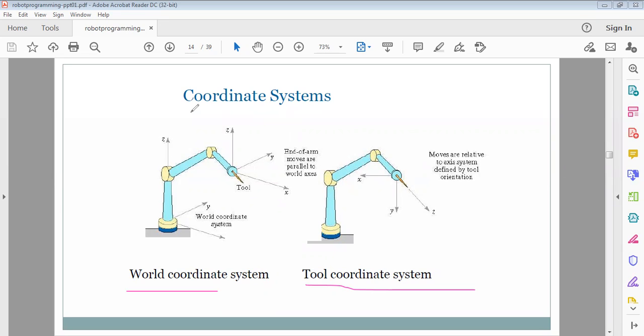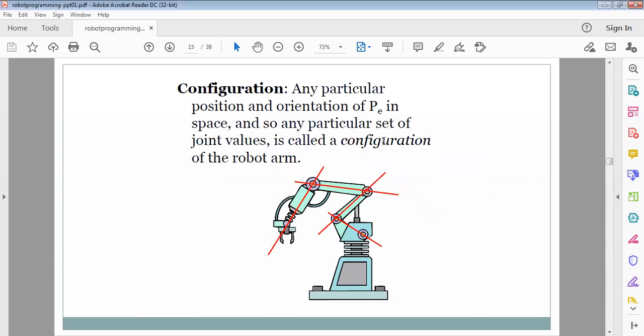So coordinate systems are very essential while writing the program. Next, this is the configuration of the industrial robot. You well know about this configuration.